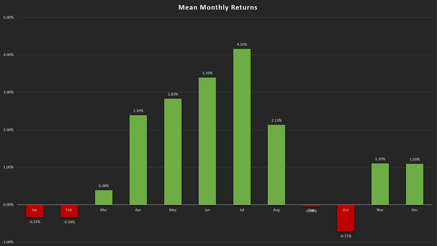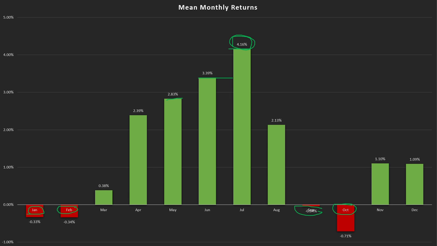Let's move on to the next graph. This is the mean monthly returns graph. At first look itself, we can quite clearly see that there are 4 months which are not good for this sector: January, February, September, and October. Apart from these 4 months, the remaining 8 months all have given average positive returns over the last 10 years, with July being the outstanding performer with 4.16% returns. There are other good months as well. June is good, May is also good.